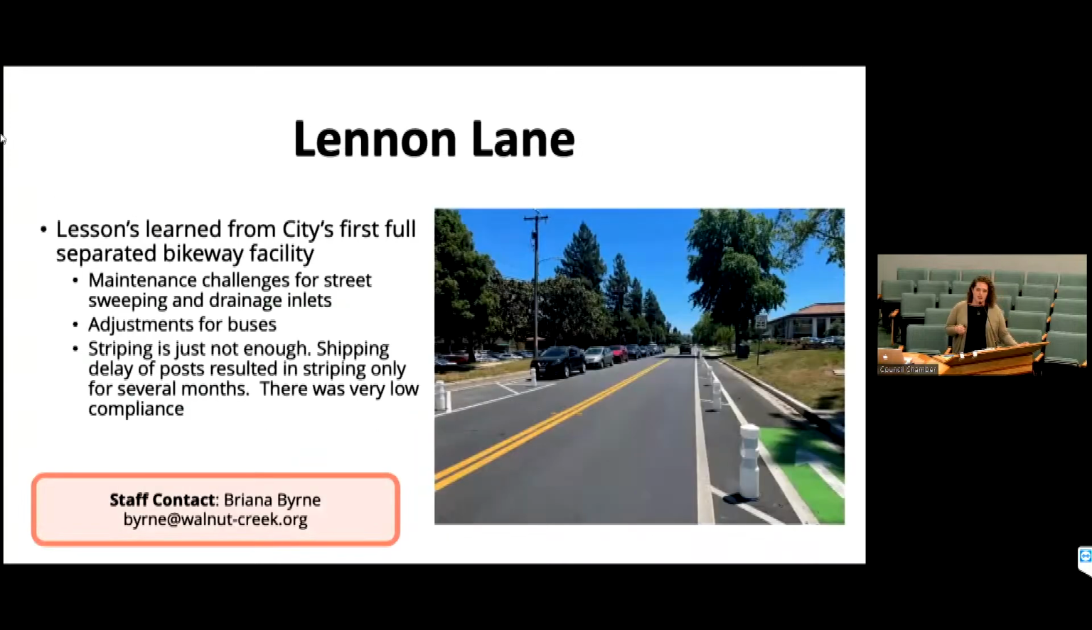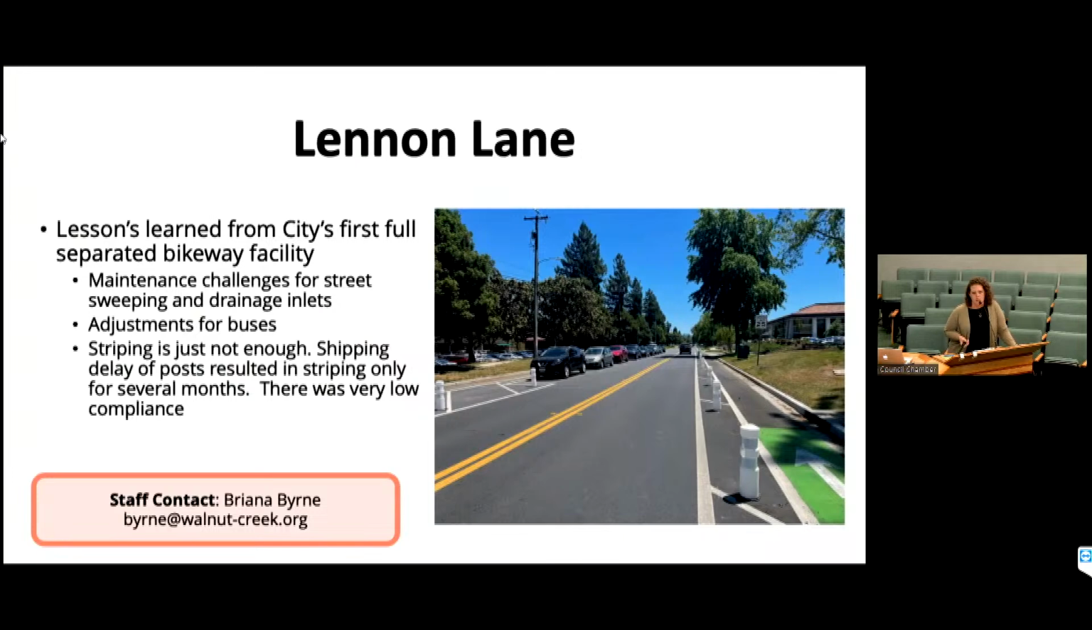So on the right here, you'll see the post installation. I want to say this was installed over several months, and we'll go over that. But this was the city's first full separated bike facility. We've used the material and done this in practice over on Bancroft at the Cocoa Canal Trail crossing, but it was really just for a short distance, and this was really the first full segment. So it was a really good learning opportunity on the design side as well as the maintenance side.